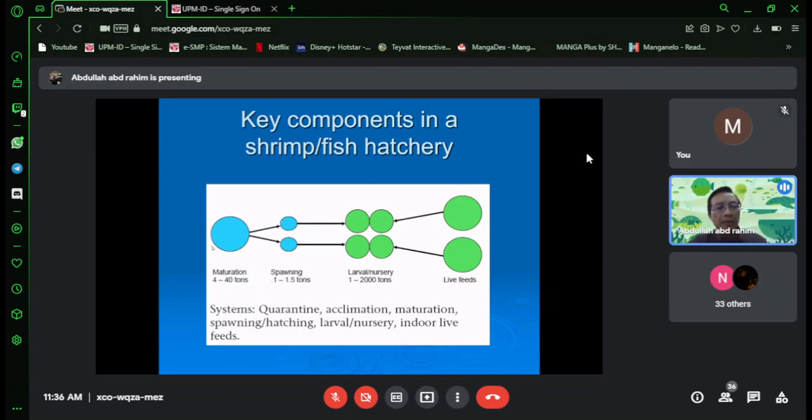Maturation. Now, what is maturation? Anyone knows what is a maturation? You can imagine this as tanks. Ini tangki ya. Tangki warna biru kecil, tangki hijau dan kecil, tangki hijau besar. You can imagine this as different tanks, all right? Okay, so you look at the arrow going this way, this way, this way, this way, this way, this way. All right, so what is maturation? Any idea?